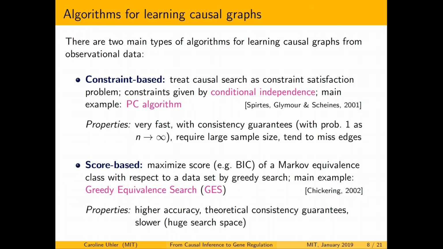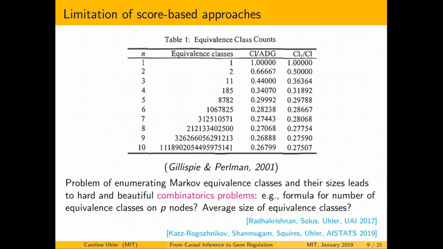Okay, so let's analyze the advantages and disadvantages a bit more, and here you'll see a lot of nice mathematics entering the game. Let me start with score-based approaches, where I said the reason they're usually slower is probably that the space of equivalence classes is so large. Let's look at that.